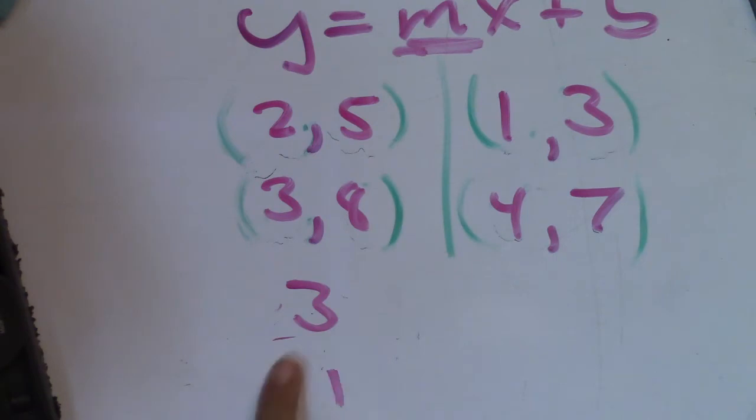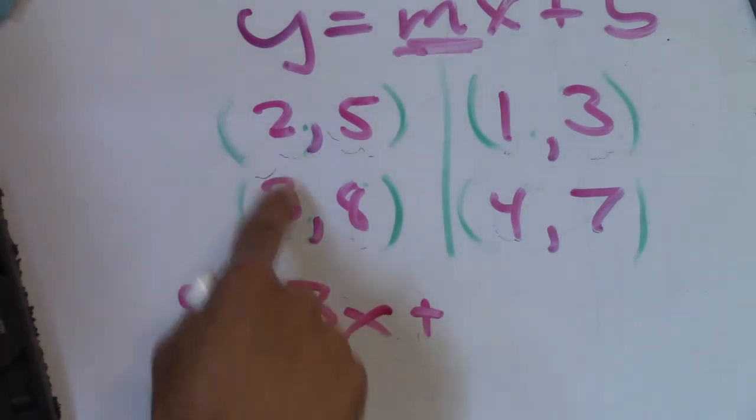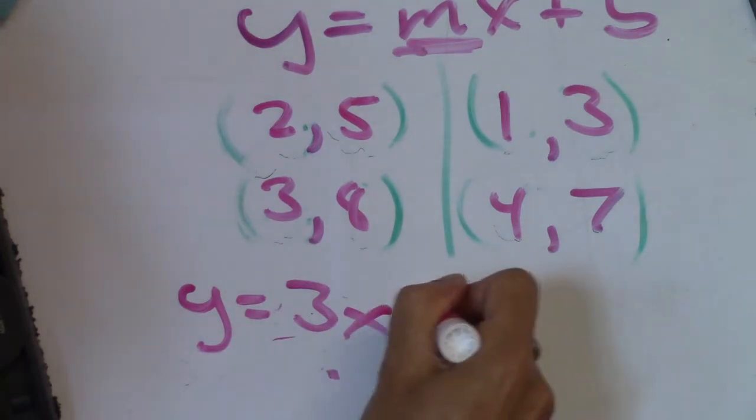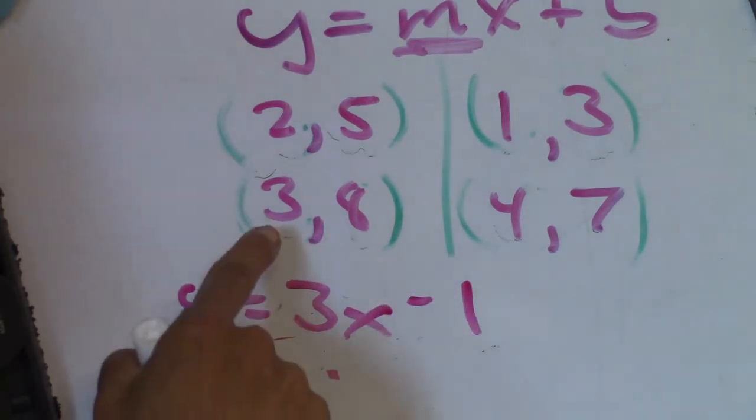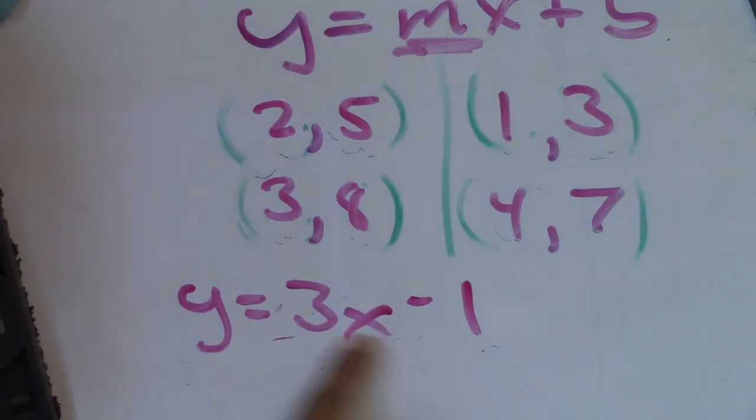Alright, so y equals 3x plus, I don't know. Well, 2 times 3 is 6, so it must be minus 1. And 3 times 3 is 9, and it's 8, so it must be minus 1. So I got my first one.